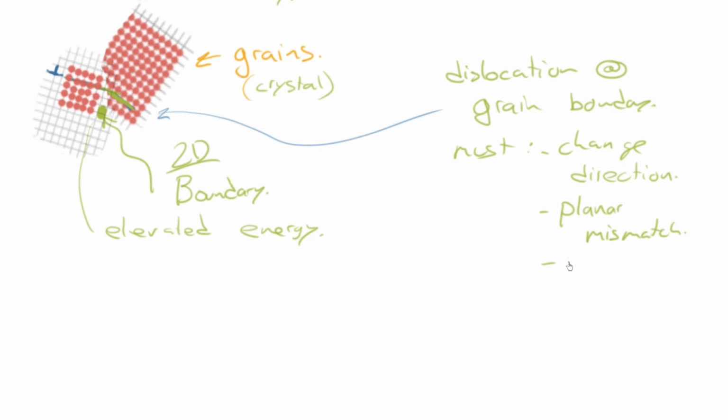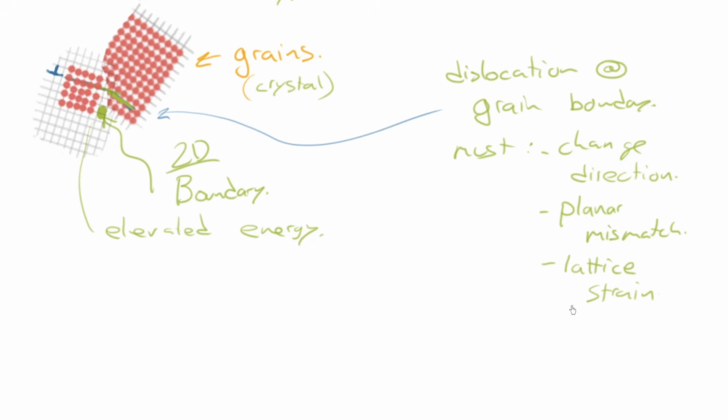And there might also be some lattice strain that it has to navigate across. That is, the atoms are not at the regular repeating interatomic spacing. They're maybe a little bit closer together or a little bit further apart. And it has to navigate all of those. And for those reasons, we can make this statement: the grain boundary inhibits dislocation movement. Okay? Dislocation movement.